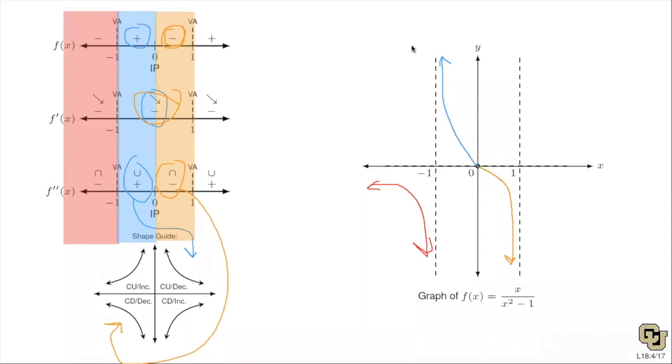And here's that final section. I'm going to do the synthesizing from 1 onward. Again, you can see it's positive, so it's above the x-axis. It's decreasing and concave up. What does decreasing and concave up look like? It looks like this. So here, above the x-axis, decreasing, concave up.